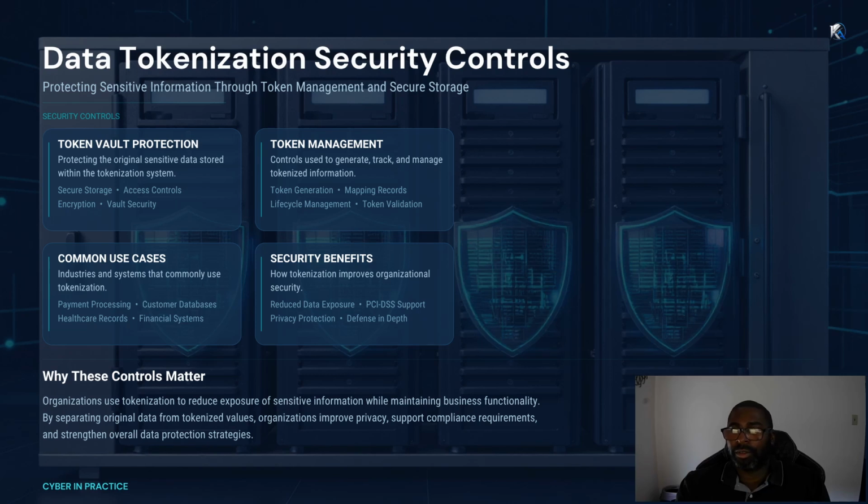Tokenization depends on several controls working together. The token vault protects the original data. Token management controls how often tokens are created and maintained, and access controls limit who can retrieve sensitive values. Together, these controls support privacy, compliance, and defense in depth. Let's take a look at the technical concepts behind these controls.